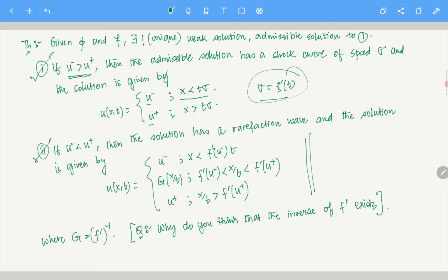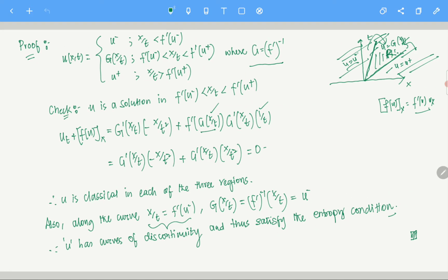So the solution is a rarefaction wave in that case. Of course it is the admissible solution. So now we are done. You see we are done here. So let's finish the proof here.